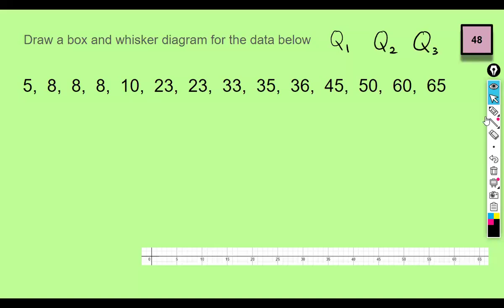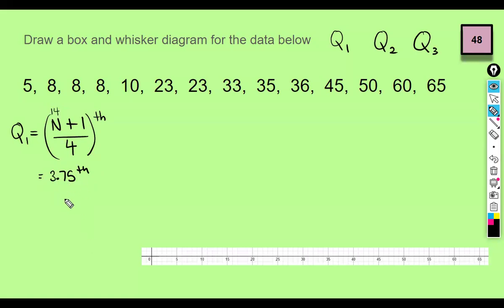When you're doing a box and whisker, you have to find Q1 first. Well, you can find them in any order, but I usually like to find Q1 first. To find Q1, we use n plus 1 divided by 4, and you put a little th here because it shows you the position of the answer. We have 14 values in all, so we replace the capital N with 14. 14 plus 1 is 15. 15 divided by 4 is 3.75.